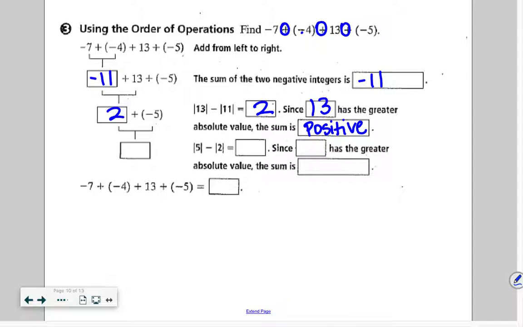What is 5 minus 2, August? 3. So 5 minus 2 is just 3, and the bigger number in this case is -5, so because that is bigger and it's negative, my answer is negative, correct? The absolute value of 5 minus 2 is 3. Since the 5 has the greater value, the sum is going to be negative in this case. So our final answer should equal -3.